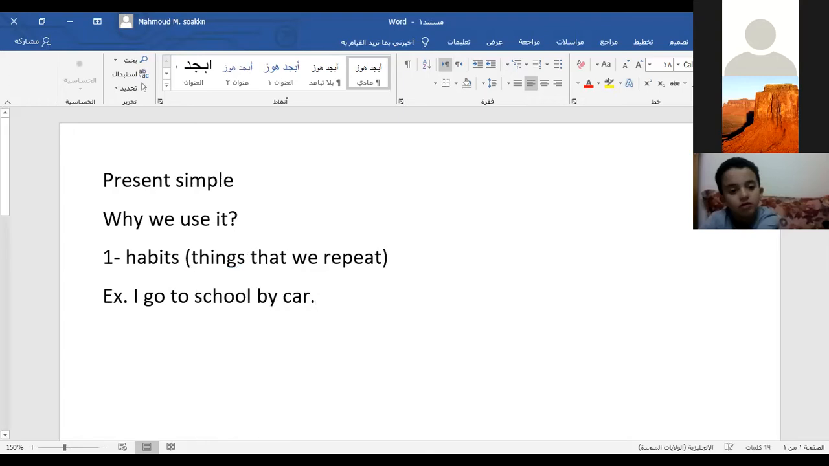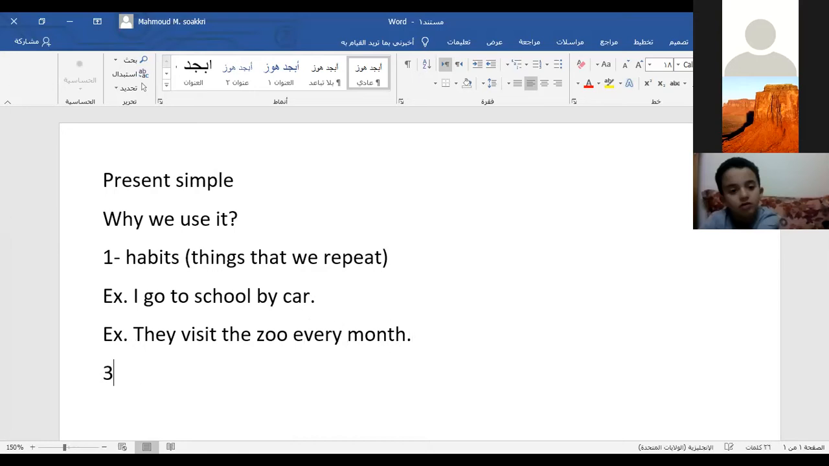Another example for habits. They visit the zoo every month. This means that they go to the zoo every month. So they repeat the action again and again and again.